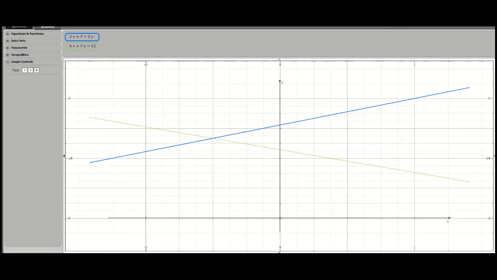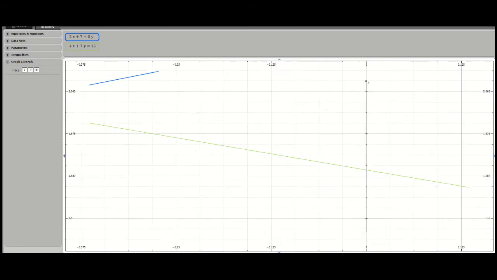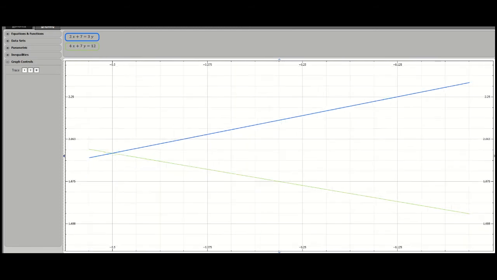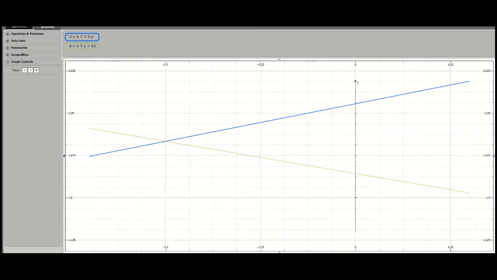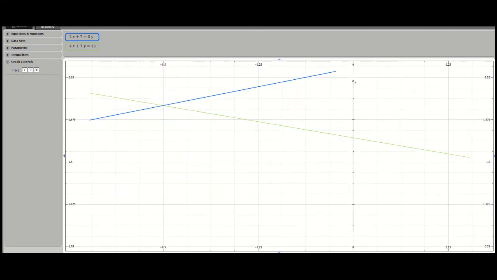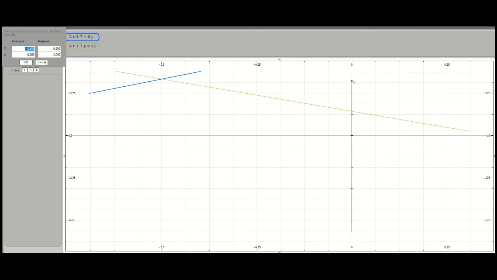Okay, so we have now a graph. We zoom it in. Let's check if it was correct. Okay, so wait, 2x plus 7 equals 3y, 4x plus 7y equals 12. What happened here? So this is the plotting range.